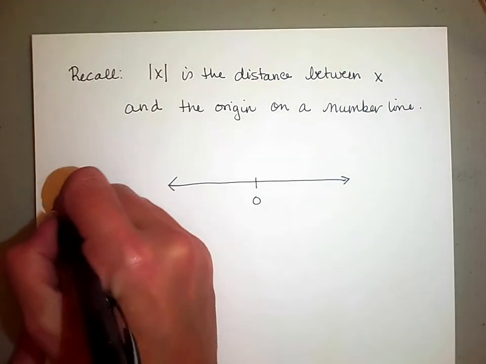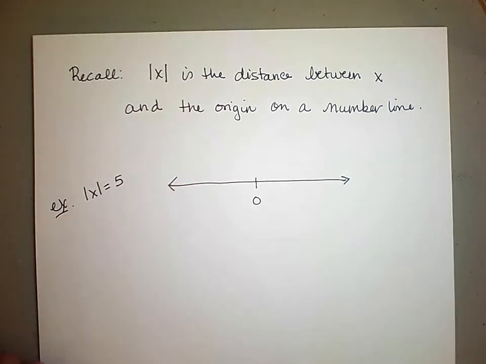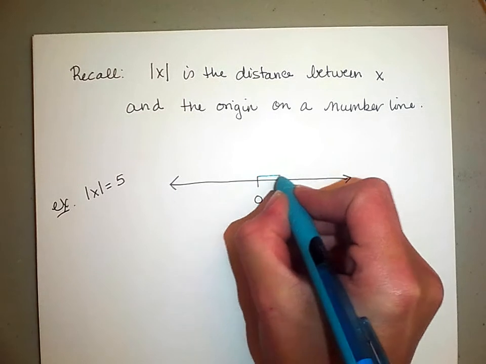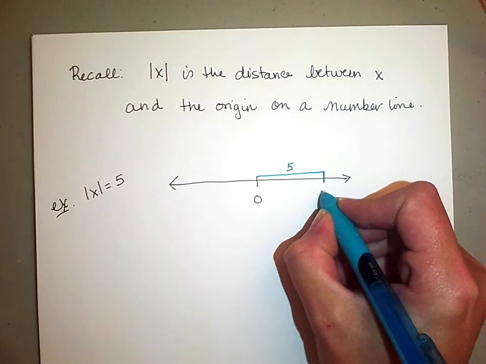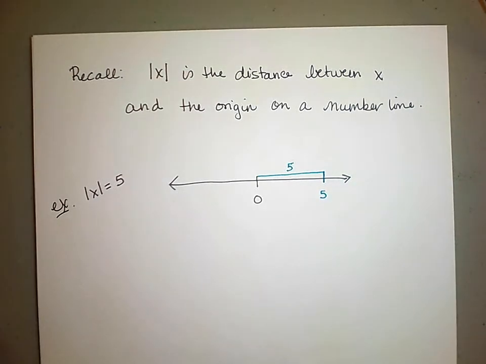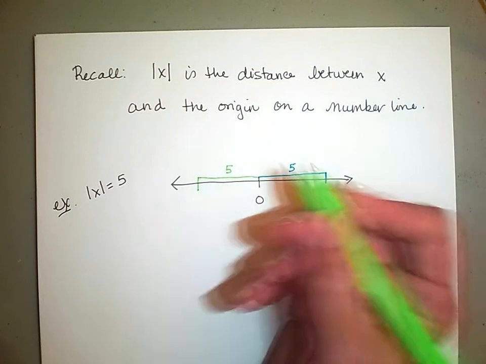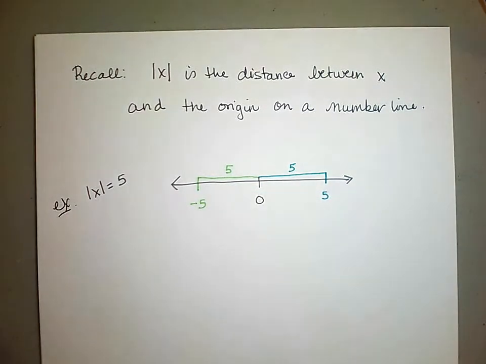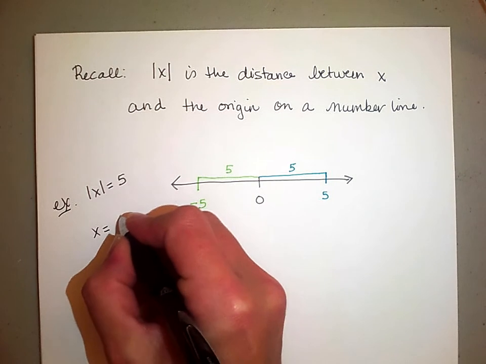So, for example, if we were looking at the absolute value of x is equal to 5, then we have two different possibilities. There's a distance to the right of 0, which is 5 units, and that gets us to the number 5. However, there's also a distance to the left of 0 that is 5 units away, and that gets us to the number negative 5. So our solution to this equation would be x is equal to 5 and negative 5.